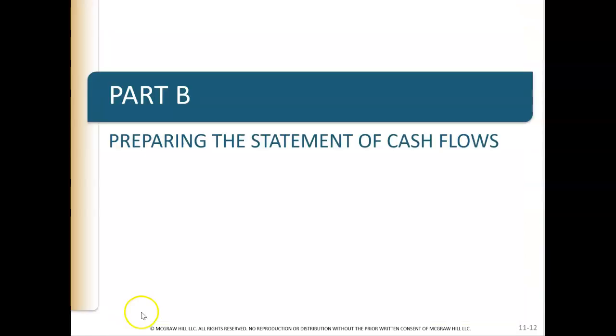All right, so we'll do a few problems and then come back and look at preparation of the statement of cash flows.